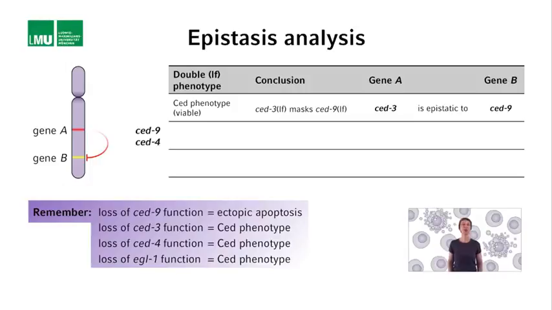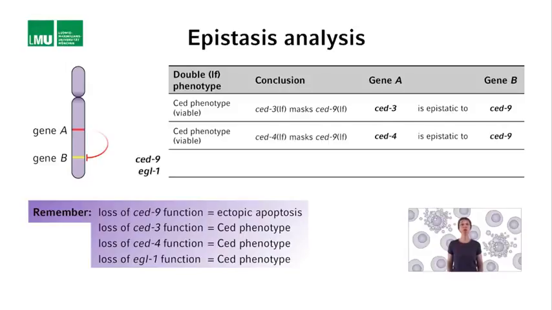The Z9, Z4 double mutants are viable, and they have a Z phenotype. The Z4 gene is therefore epistatic to Z9. In the case of AGO1, however, the opposite was found. A Z9 AGO1 double is not viable, and it still exhibits an ectopic apoptosis phenotype. For this reason, Z9 is epistatic to AGO1.